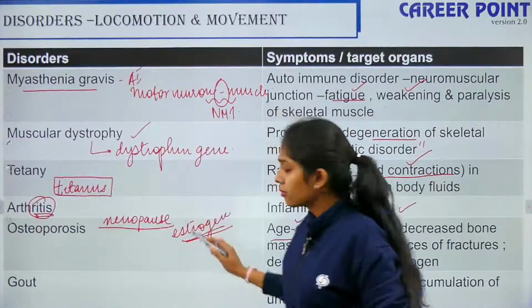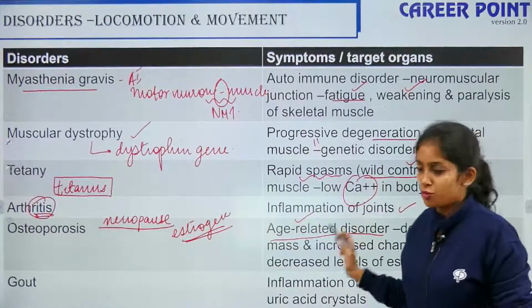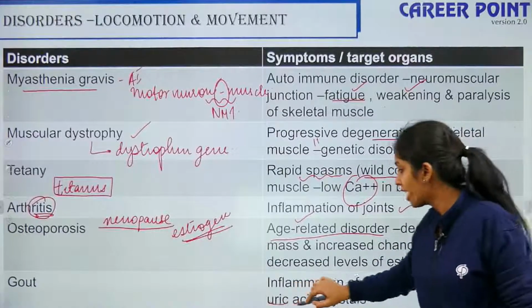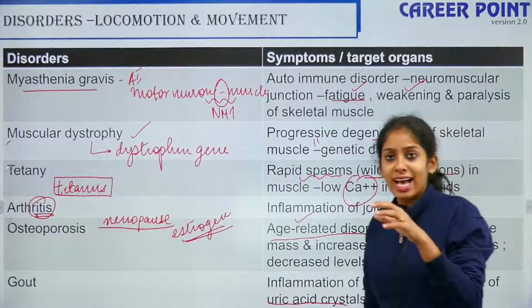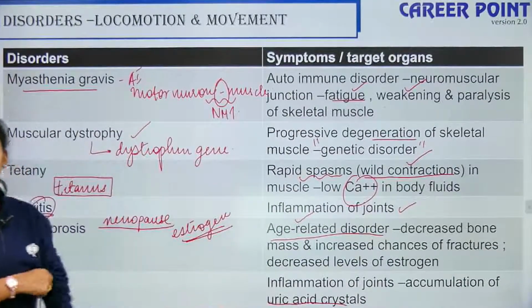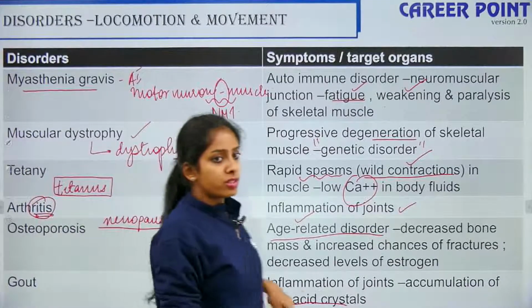Okay, so gout. Actually, arthritis is inflammation of joints. Gout is inflammation due to the accumulation of uric acid crystals. Remember, uric acid is a type of nitrogenous waste that has to be excreted. If it's not excreted, that leads to gout. Okay, so these are the disorders of locomotion and movement.